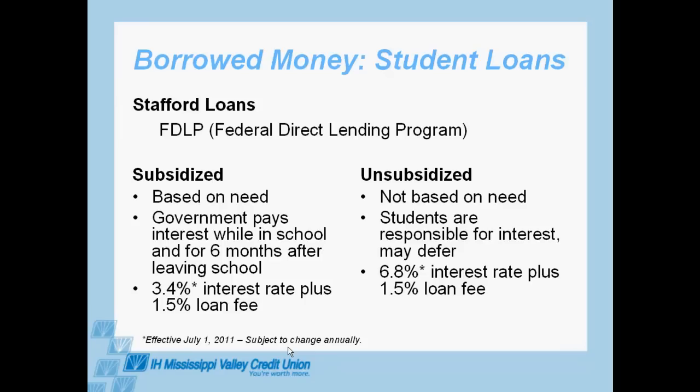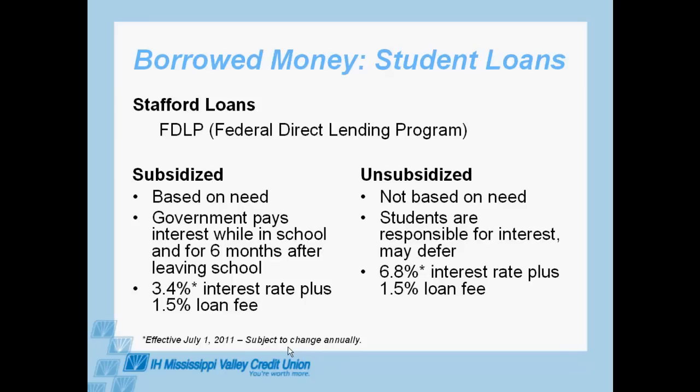Everyone qualifies for Stafford loans. Even if your family makes $1 million a year, you'll still qualify for a Stafford loan. However, if your family makes $1 million a year, you're going to qualify for unsubsidized money instead of subsidized. Subsidized money is what's available based on need. The government pays the interest for you while you're in school, and there's a 1.5% loan origination fee.